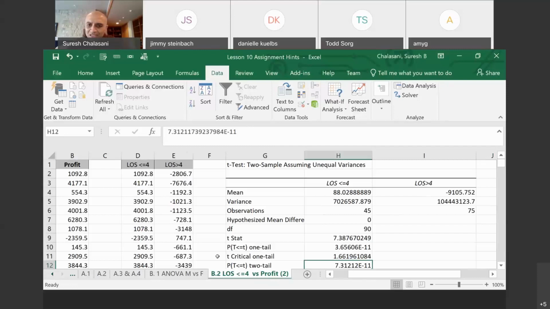So that's one way to do the length of stay less than or equal to 4 versus length of stay greater than 4 versus profits. And you can run ANOVA as well, and ANOVA would give very similar results in this case.